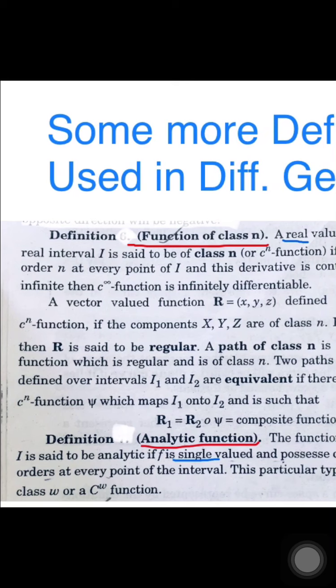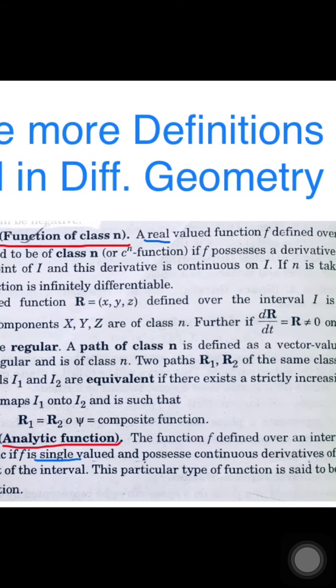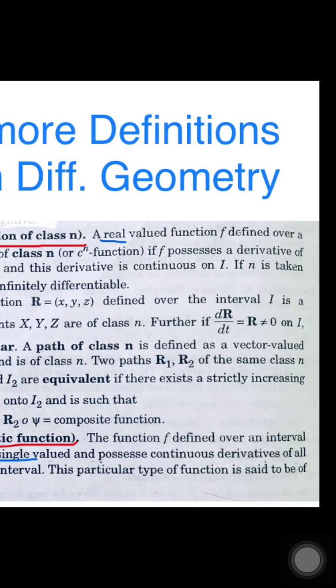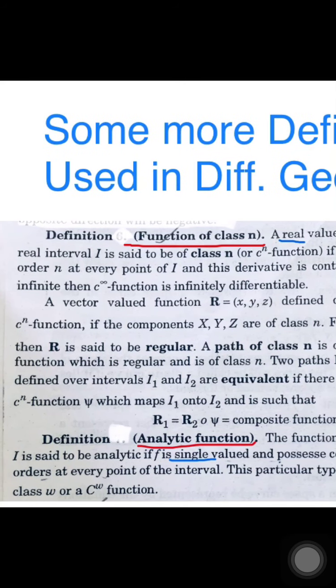Okay, but in the case of an analytic function, what we take is: if f is single valued and possesses continuous derivatives of all orders at every point of the interval, then it is known as an analytic function. If it is real valued, then it is a function of class order n. So any class of order n function, if it is single valued, is an analytic function.